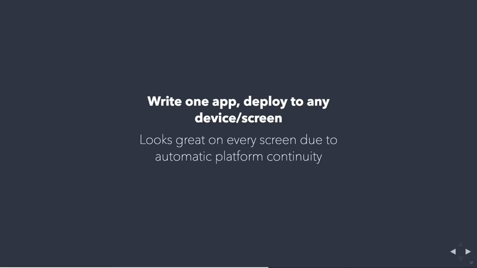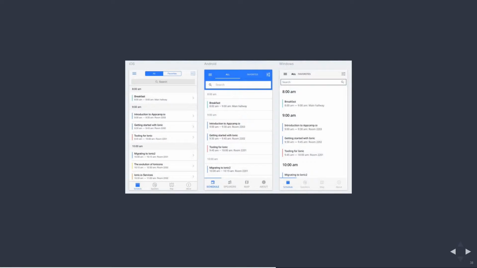So the dream for all of us, I'm sure, is to write an app once and deploy it to every device imaginable. The more eyeballs you get on the thing, the better your business is going to do typically. So our vision is, how can we make this thing look great on every screen? And our solution for that is something called platform continuity. So we know how to detect what platform you're deployed on, and we adjust the look and feel of your app accordingly. So this is just a sample Ionic app right here. This is our conference app.